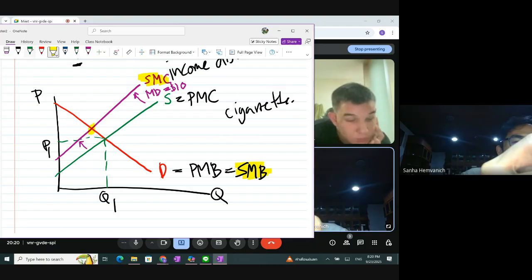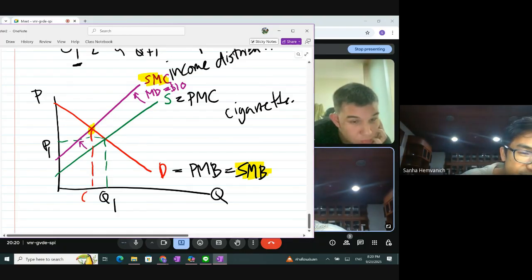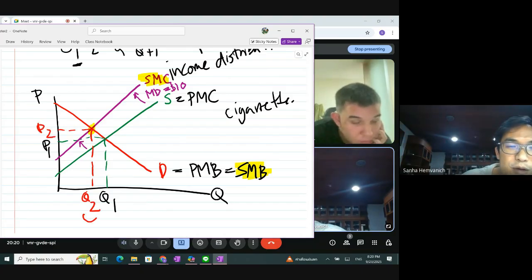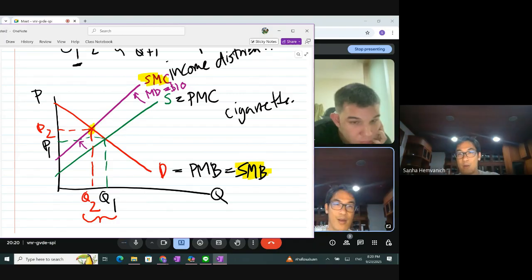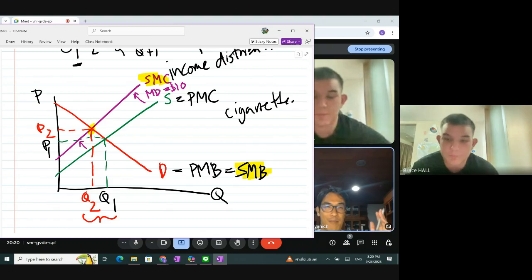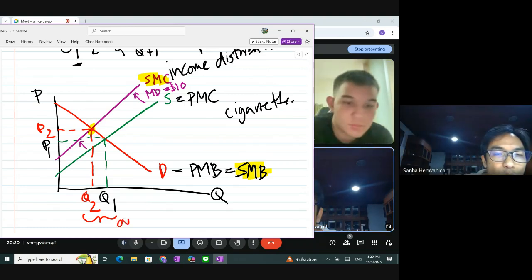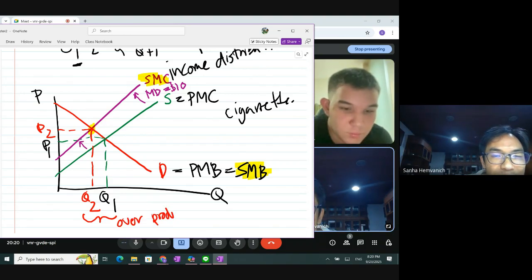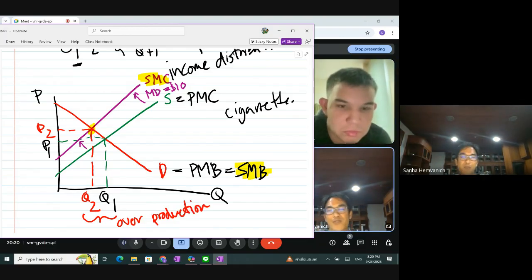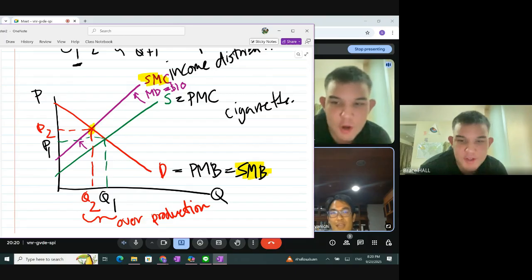So actually we should produce Q2 and P2. When we don't care about society, we only care about the private market of cigarettes, and you have overproduction. So you produce too much. Q1 is too much if you think about the society, because the cost to the society is actually higher than the cost to the people who smoke. There's more cost than benefit.